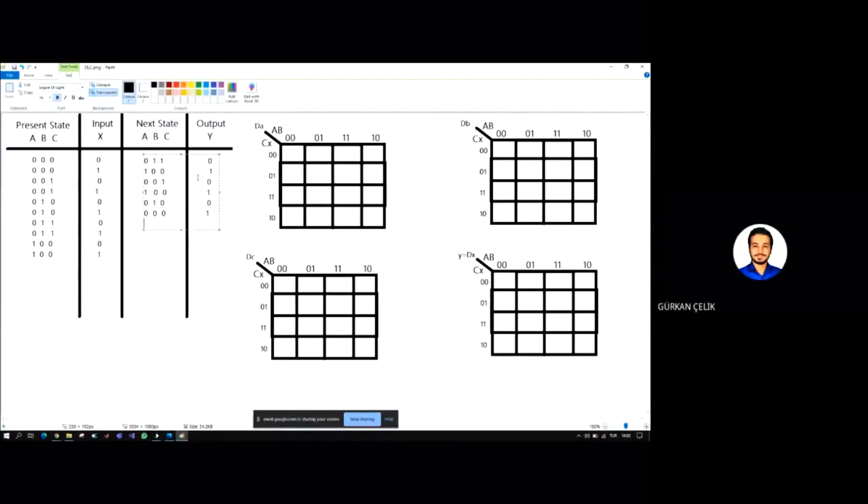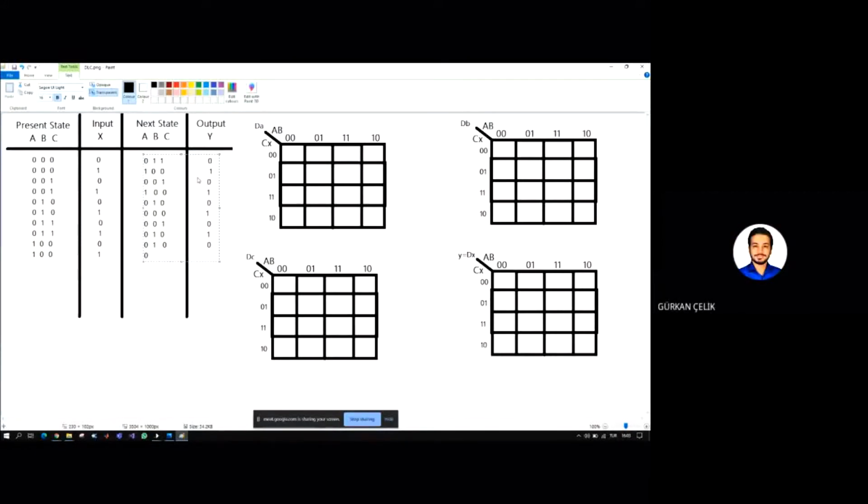And for 011, it's already over there, right? So if the input is 0, it goes to 001 and the output is 0. And for 1, it goes to 010 and 1. And for the last one, 100: if it's 0, it goes to 010 and the output is 0. If it's 1, it goes to 011 and 1.